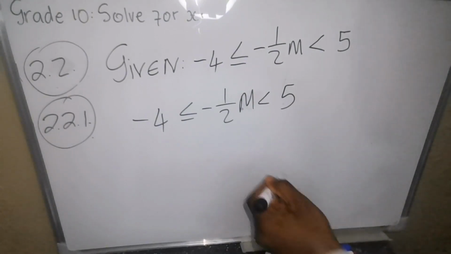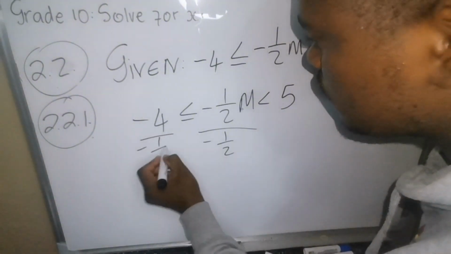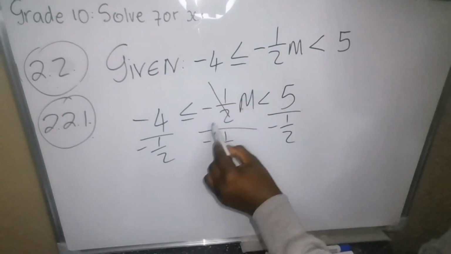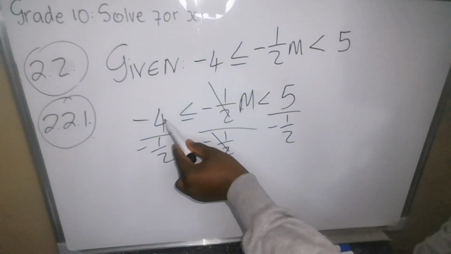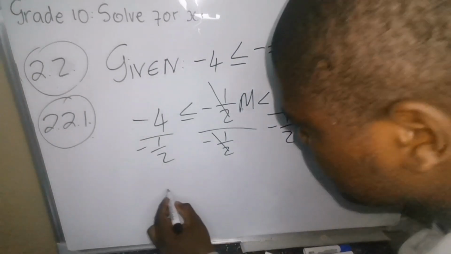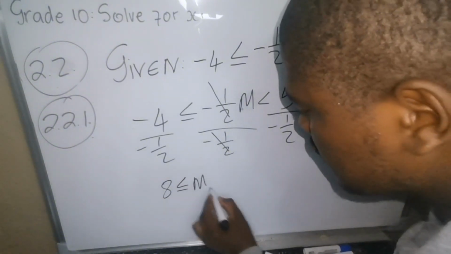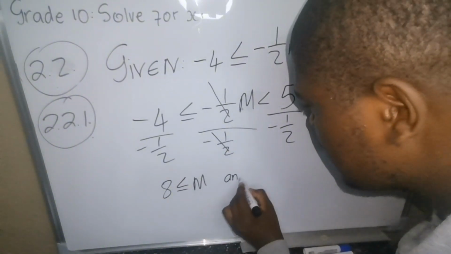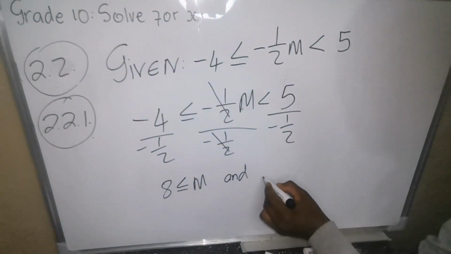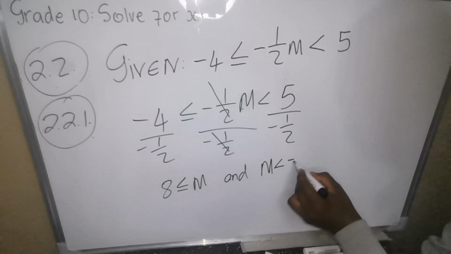So when you divide all sides by -1/2, this -1/2 cancels this -1/2, and -4 divided by -1/2 gives 8. Our answer: m is bigger than or equal to 8 here. And our second solution is 5 divided by -1/2, so m is smaller than -10.